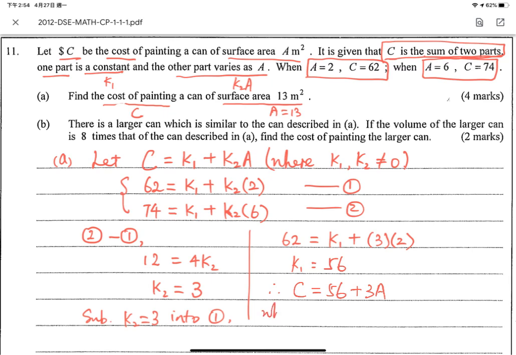So for part A, when the surface area equals 13 meters squared, then the cost equals 56 plus 3 times 13, which gives 56 plus 39, which is $95. So the cost equals $95. So what we have for part A is the equation C equals 56 plus 3A, and part A's answer, the cost equals $95.